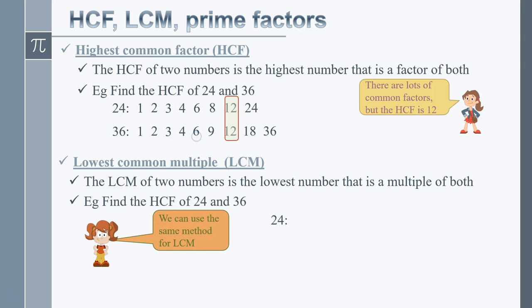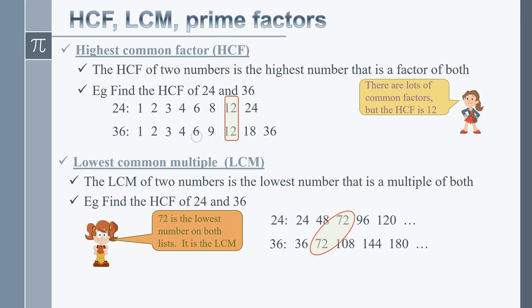We're going to use exactly the same methods we did before, so here comes our list. There's our 24 times table, and I'm sure given enough thinking time you'd be able to get those numbers as well. There's our 36 times table, and so now what we're looking for is the smallest number that is on both lists. Can you spot it? There you go, there it is, 72. So 72 is the smallest number on both lists, and so it is the lowest common multiple.